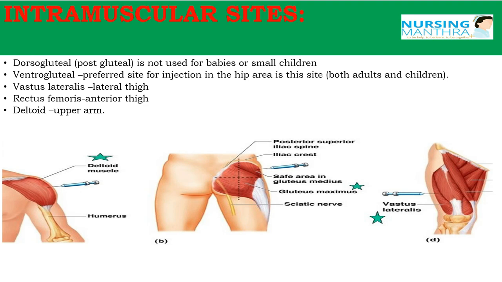Then we have the vastus lateralis. Vastus lateralis is in the lateral thigh. We are giving it especially for children, and some Clexane and some subcutaneous injections we are giving here, but mainly we use it for children. Okay, vastus lateralis, the lateral thigh. Then we have the rectus femoris. Rectus femoris is also in the thigh only, but it is in the anterior thigh. Okay, in this area, that is the rectus femoris.